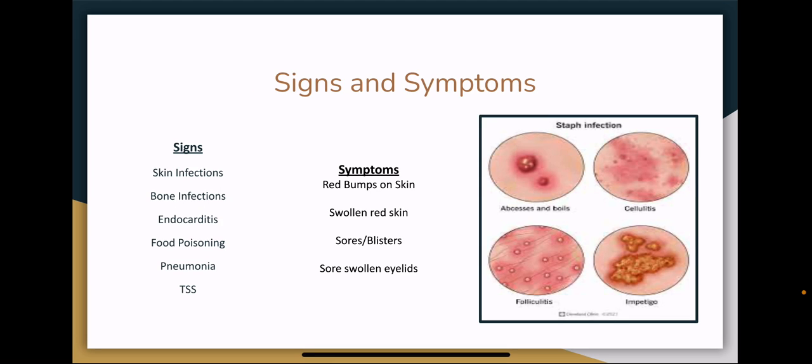For the signs and symptoms, the signs would be skin infections, bone infections, endocarditis, food poisoning, pneumonia, and toxic shock syndrome. And for the symptoms, red bumps on skin, swollen red skin, sores, blisters, sore swollen eyelids, and it would all be painful.